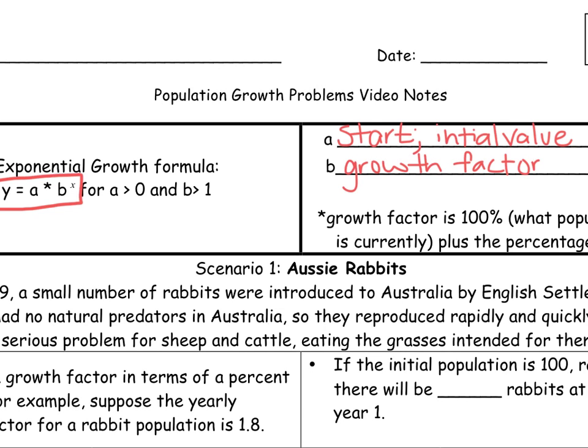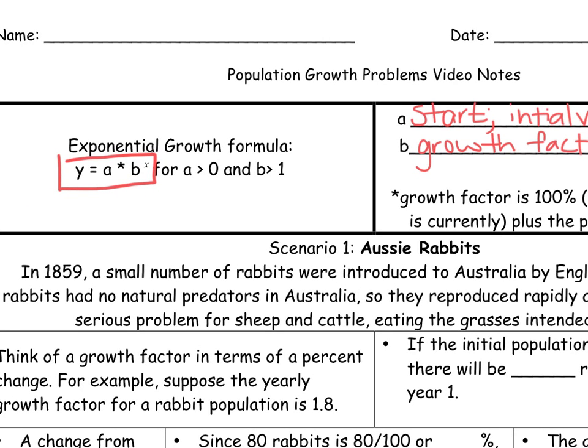So let's take a look at b real quick for a second. B has to be bigger than 1, because if it's 1, then nothing's changing. If you multiply something by 1, you just get the same thing. And if it's less than 1, we're going to get smaller numbers. So our growth factor, b, is always equal to 100% plus the percentage of growth.